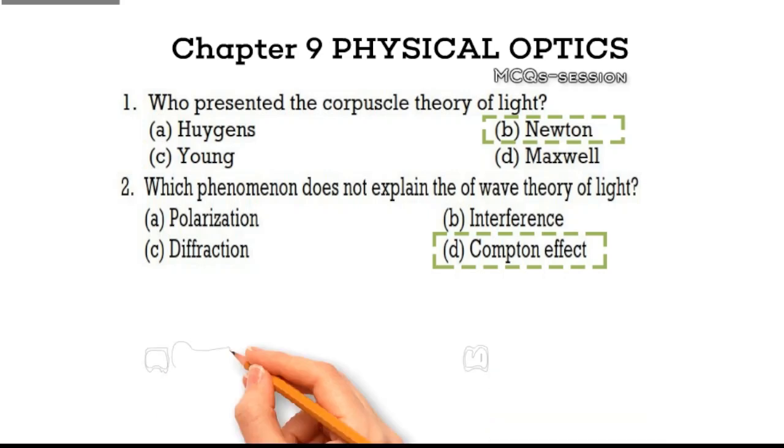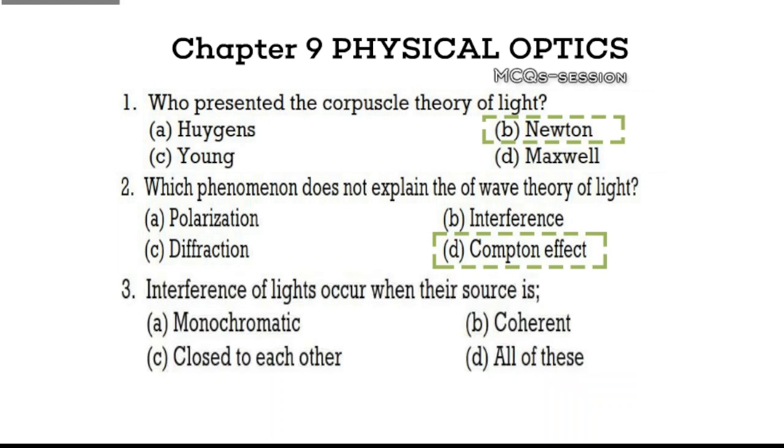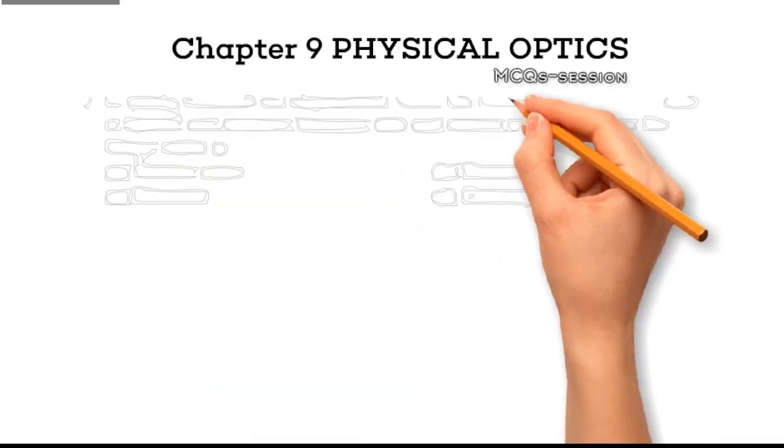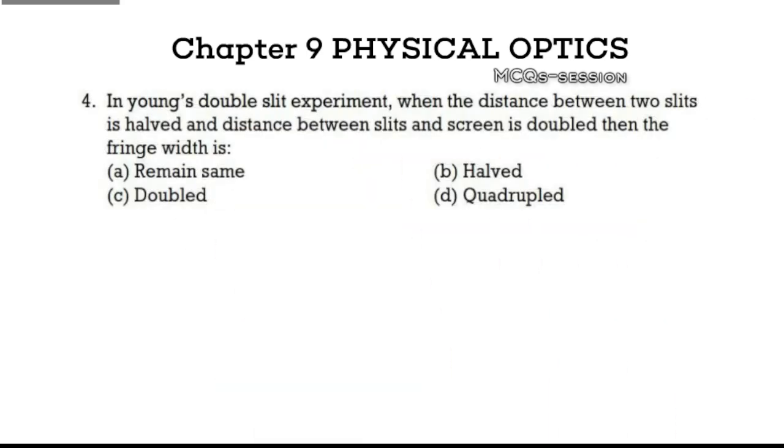nature. Question 3. Interference of light occurs when their source is A. Monochromatic, B. Coherent, C. Close to each other, D. All of these. Correct answer, D. All of these. Explanation. Coherence is essential for interference, but monochromatic light ensures clarity, and close sources help the wavefronts overlap visibly.